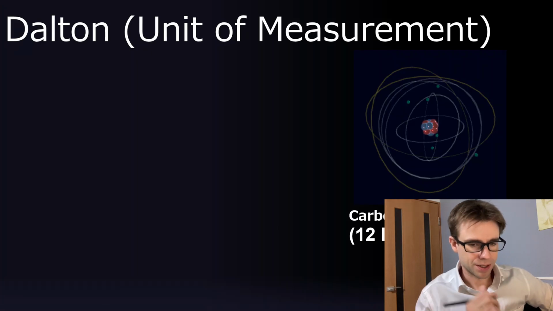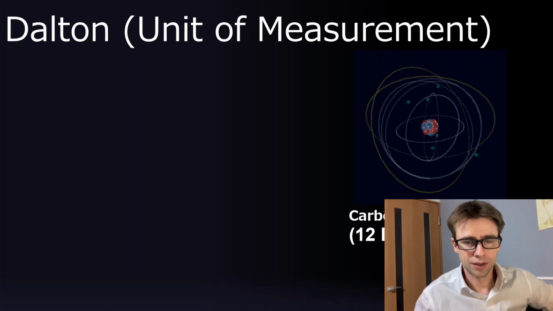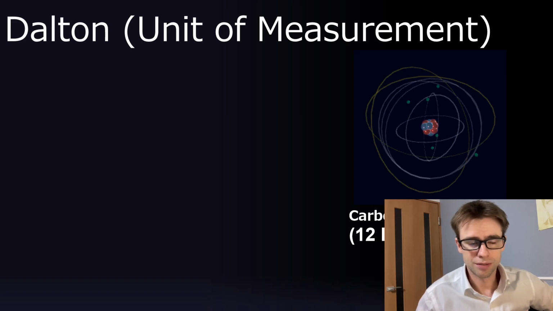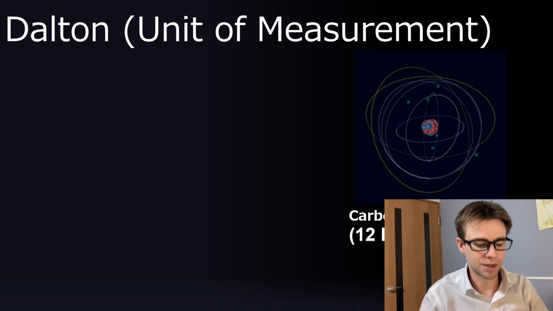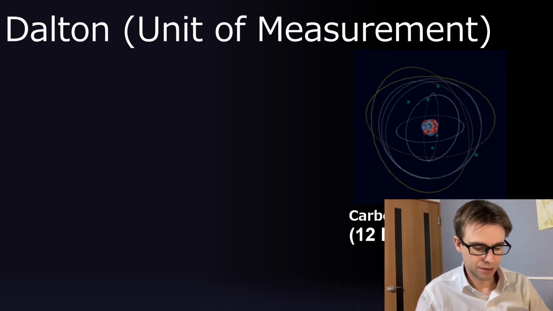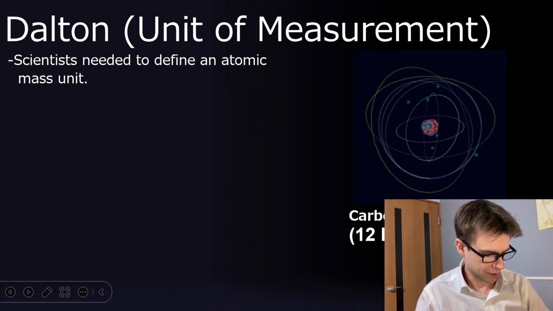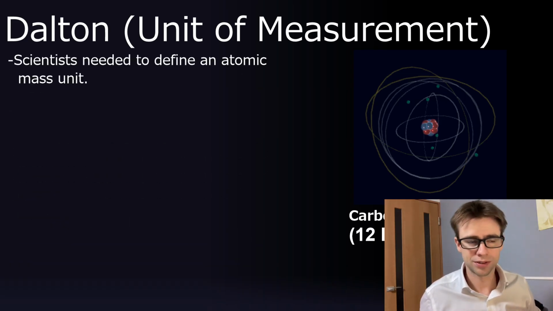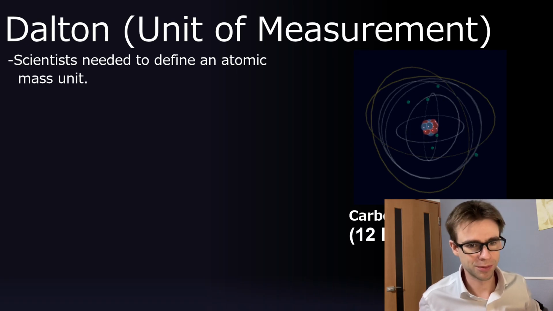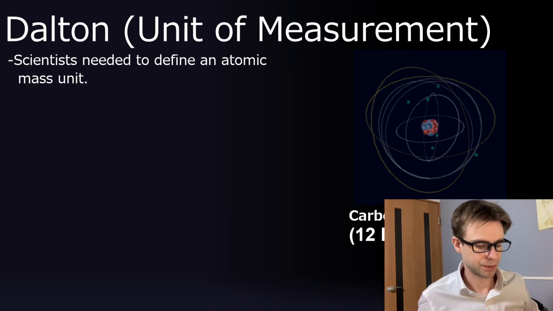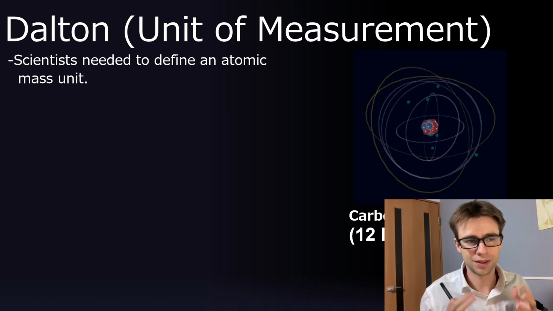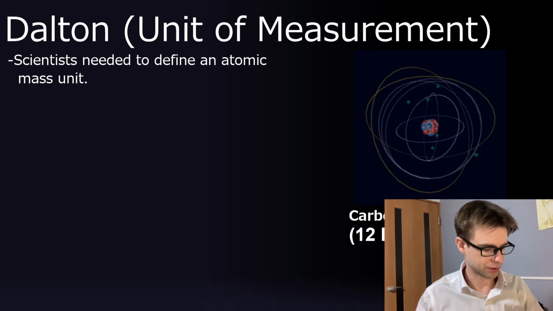So first we need to define the Dalton. I've actually already defined the atomic mass unit in some of my previous videos, and the Dalton is actually just the same as an atomic mass unit, but I want to go through its meaning and history a little bit. So this is a unit of measurement. Scientists needed to define an atomic mass unit. It's just very difficult to work with like 10 to the minus 31 kilograms with everything. So we want to define one unit that has something to do with atoms or molecules, small particles.